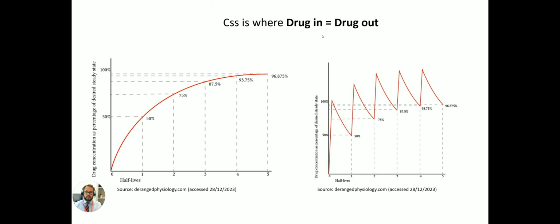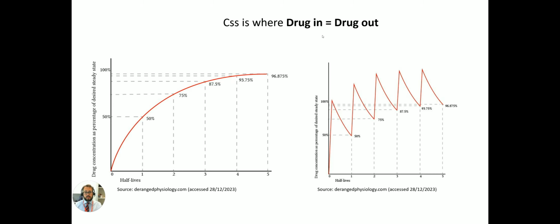order kinetics. This is when the amount of drug entering the body is equal to the amount of drug being excreted. If we increase or decrease the dose, it would take 4 to 5 half-lives for the drug to reach a new steady state. Achievement of CSS is important for the onset of action of many medications. Furthermore, CSS cannot be achieved any faster than 4 to 5 half-lives.